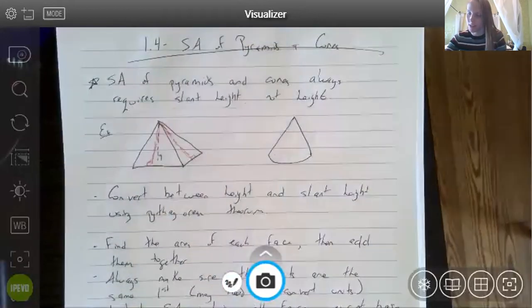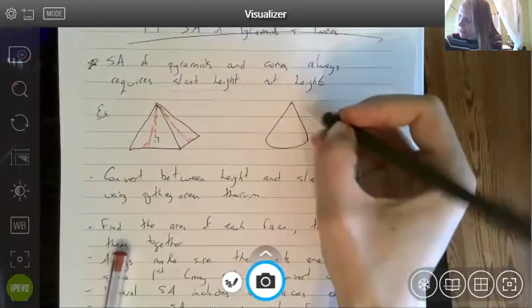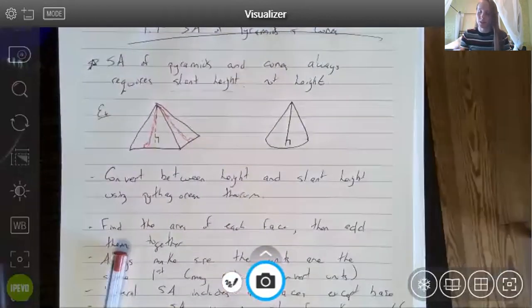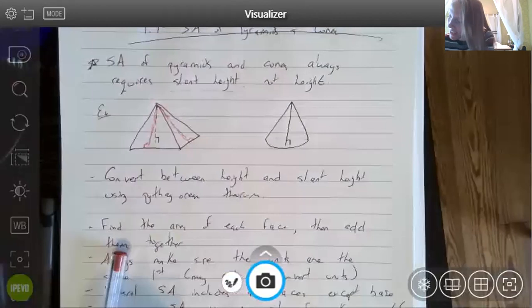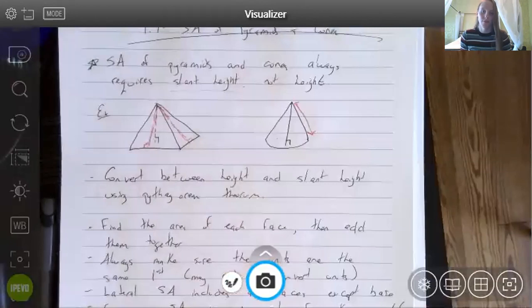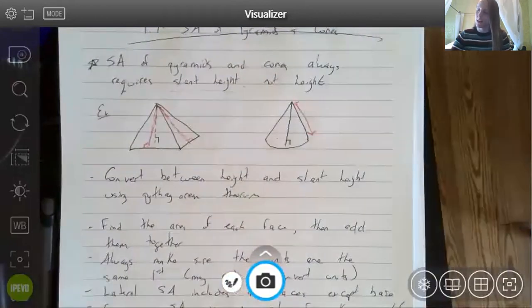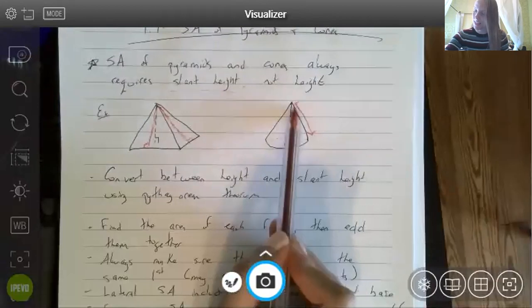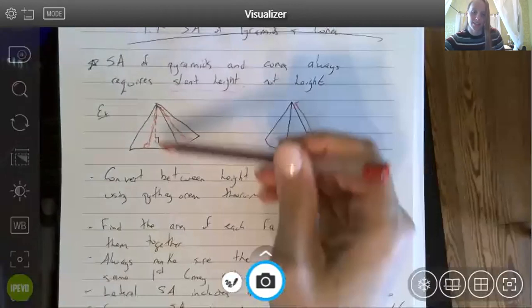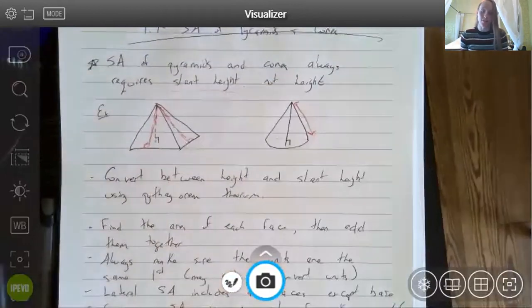On a cone, like what we see over here, the height would once again be in the center of the cone coming straight down to the base, whereas the slant height would be on the face of the cone. So it's really important when we're doing surface area that we're using these slant heights, not these internal heights. You can convert between those two types of height using Pythagorean theorem. If you're given the height and you need the slant height, use Pythagorean theorem.